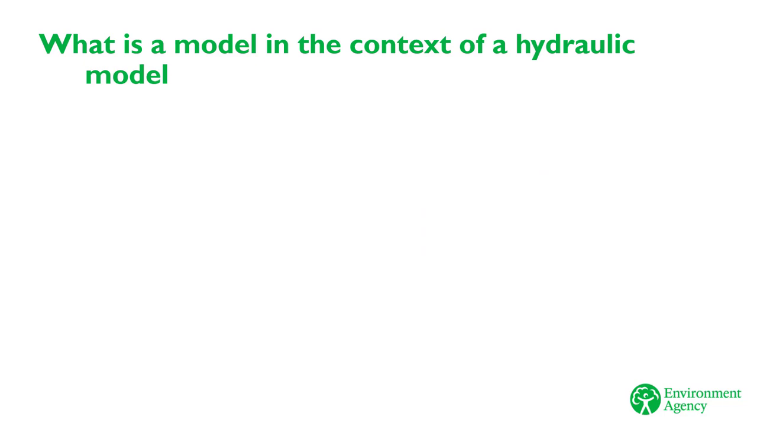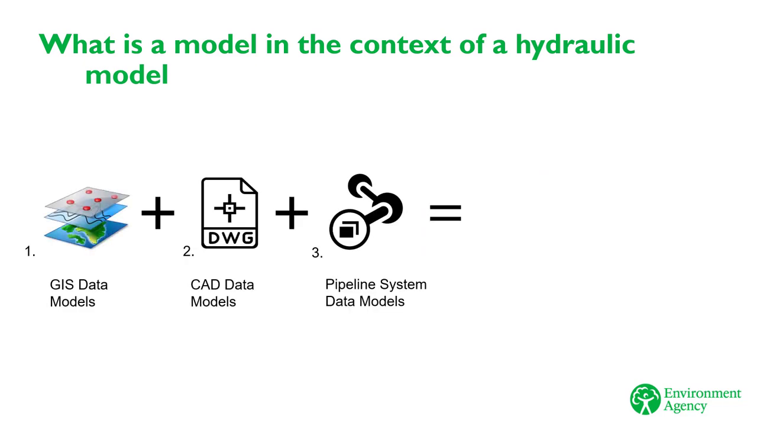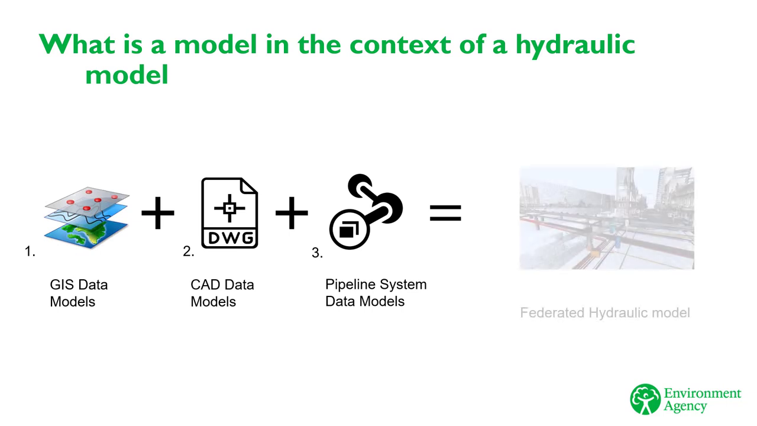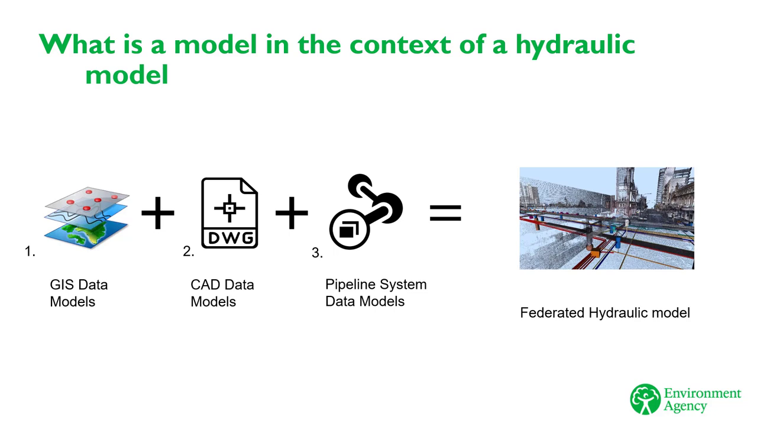A hydraulic model is a mathematical model of fluid flow, such as a river. It is used to analyze hydraulic behavior. A hydraulic model is created using real-world data, such as geographic data, CAD data, and pipeline system data. Each of these is a discipline model, which are combined to create a federated model, in this case, a digital representation of the real-world water system.